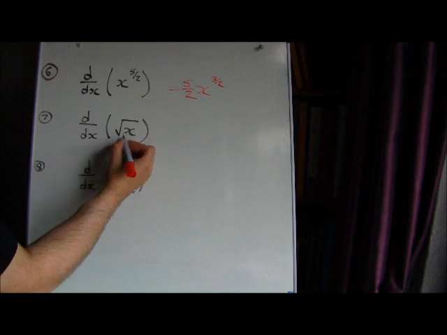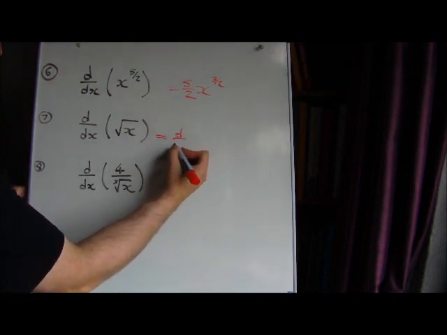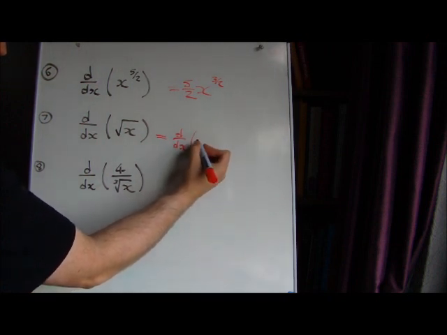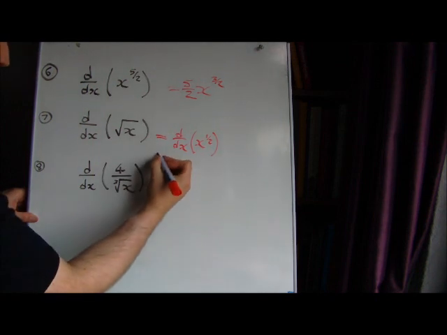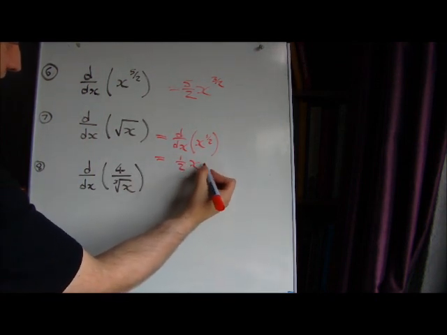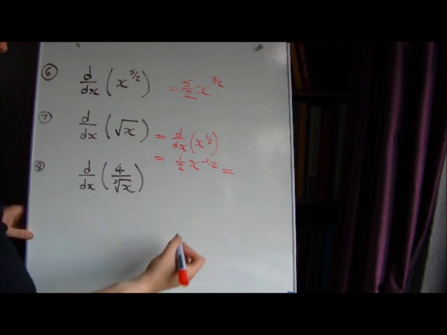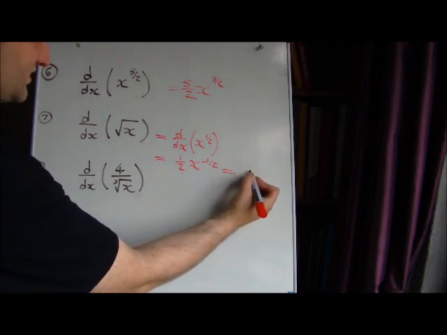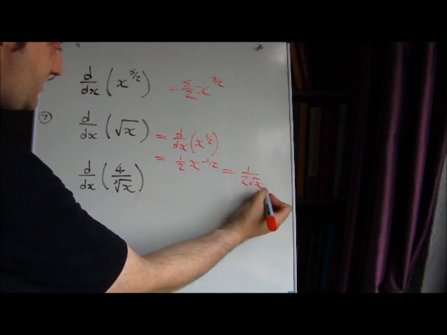In this example, we've got square root of x, but square root of x, you can write it in index form as x to the power of a half. So when you differentiate that, you're going to get a half x to the power negative half. So you could leave it like that, or if you want to change it back into root form, you could write this as 1 over 2 root x.